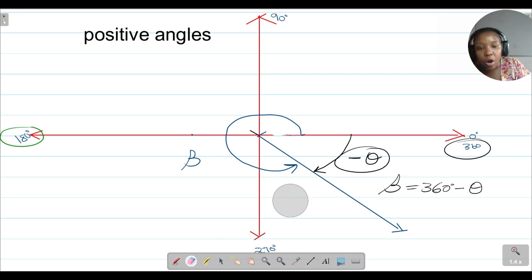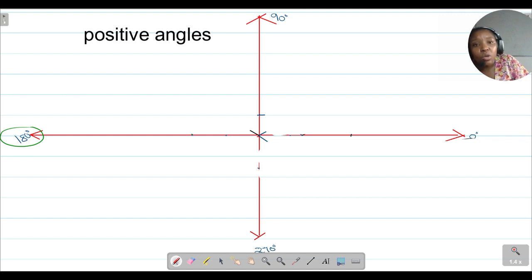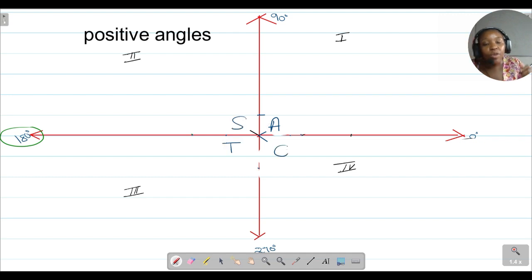I'm sure you've seen in your classes before the following reduction formulas, where you are told that this is the first quadrant, this is the second quadrant, this is the third quadrant, this is the fourth quadrant. And then we know that using this rhyme, All Students Take Care, this rhyme helps us remember where our trig functions are positive. In the first quadrant, all the trig functions are positive. In the second quadrant, only the sine is positive. In the third, only the tan, and in the fourth, only the cos is positive.